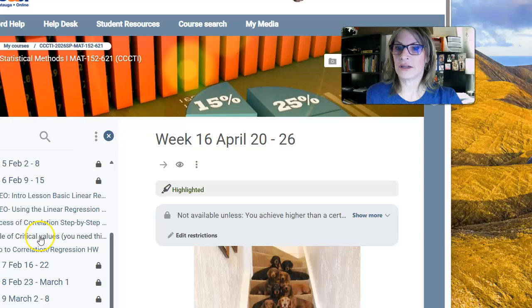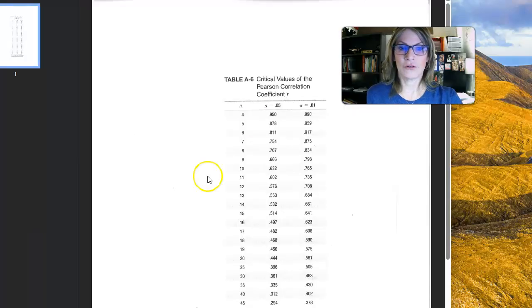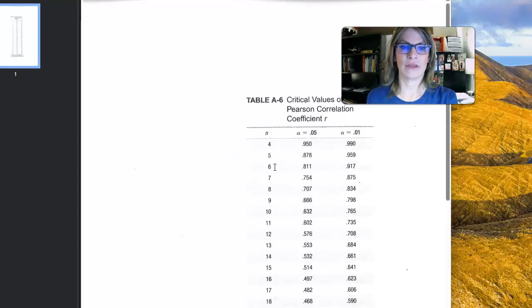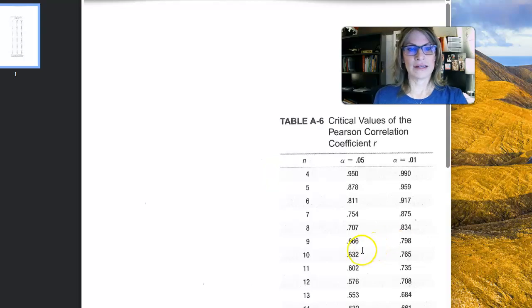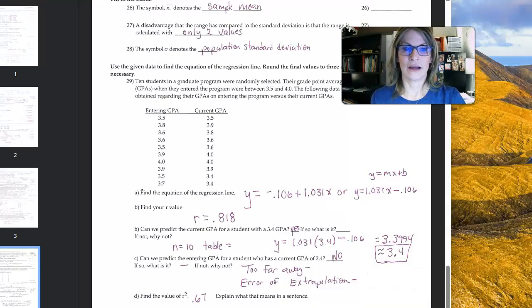Okay, so here we go in week 6, table of critical values. Go down to 10 and over to the first column. Go over to the first column and it says 0.632. Perfect. Write that down. We always use the first column unless you're doing something that's like a medical thing, like pharmaceuticals. So 0.632, and then you compare that to R.